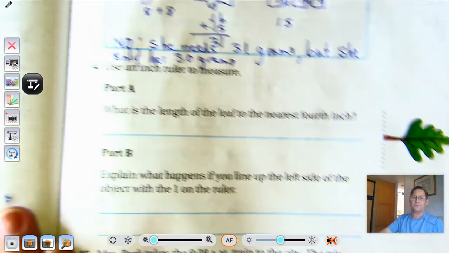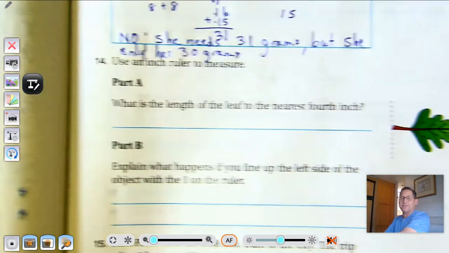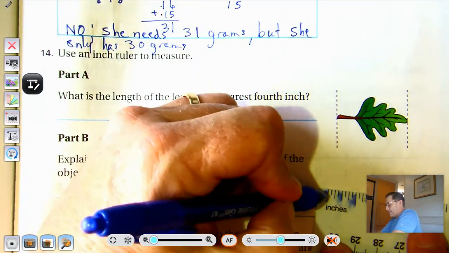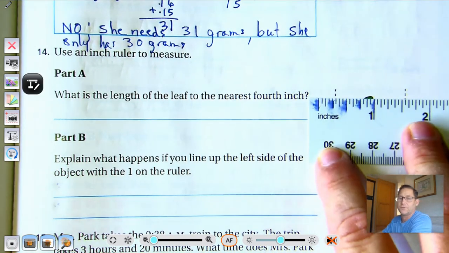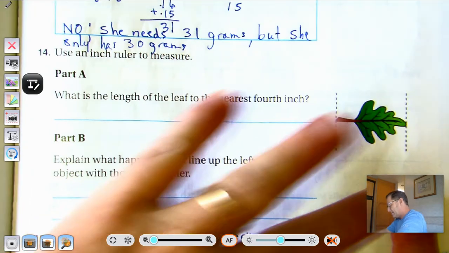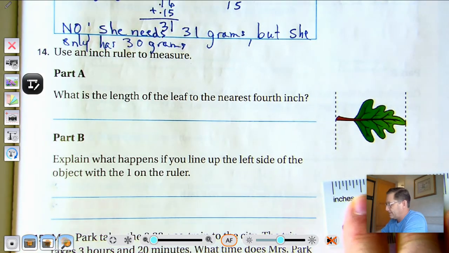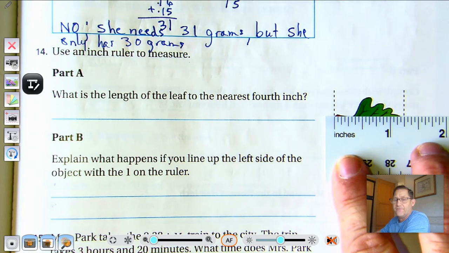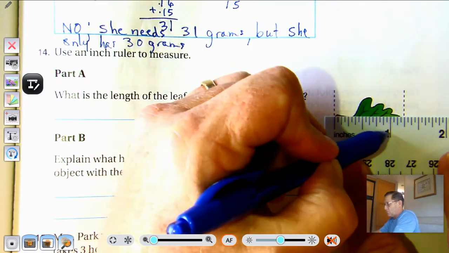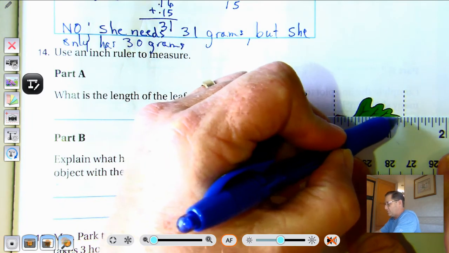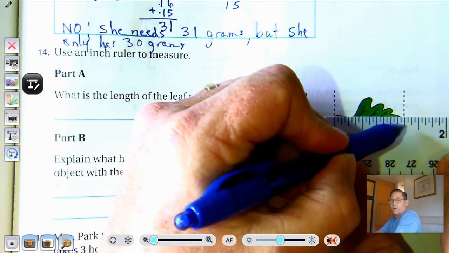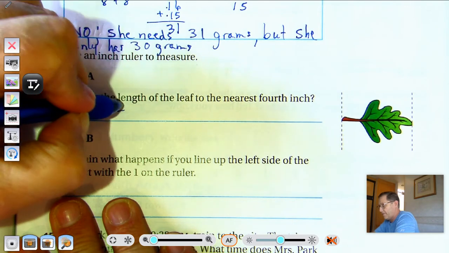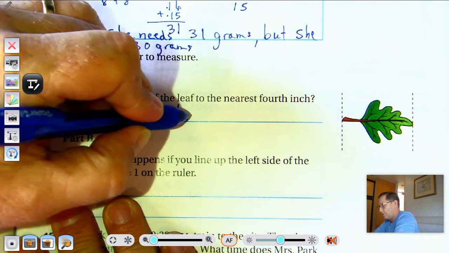Use an inch ruler to measure. All right. What is the length of the leaf to the nearest fourth inch? Okay, so remember at the beginning we talked about how each of the longer lines on a ruler is a fourth, and we want to go to the nearest fourth inch. So put it on 0, and it's past the 1 inch mark, and then it's 1, 2, 3, 4. The first group of 4 marks, that's 1/4. So it's 1 and 1/4 inch long.